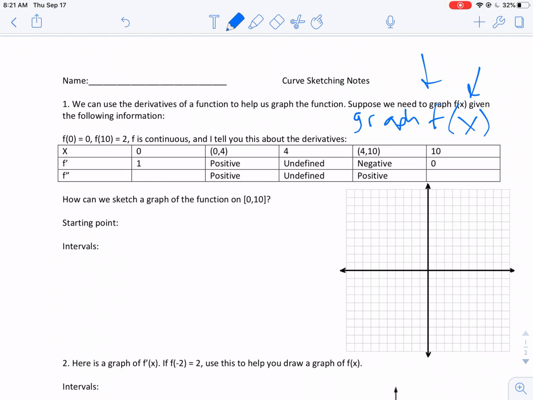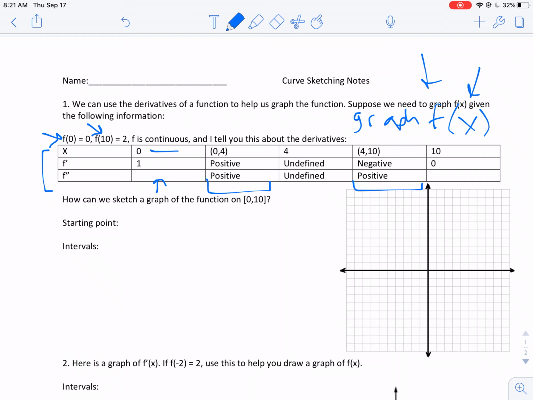And there are a couple different situations where this will happen. One is this first example where I give you a table. So, okay, here's what we have about this function. f of 0 is 0, f of 10 is 12. The function is continuous, and then we have this information about the derivatives. So this is what's going on at x equals 0, and this is on the interval 0 to 4 and the interval 4 to 10.